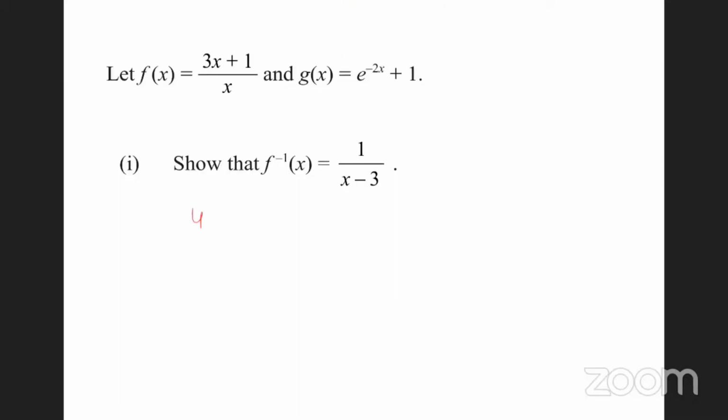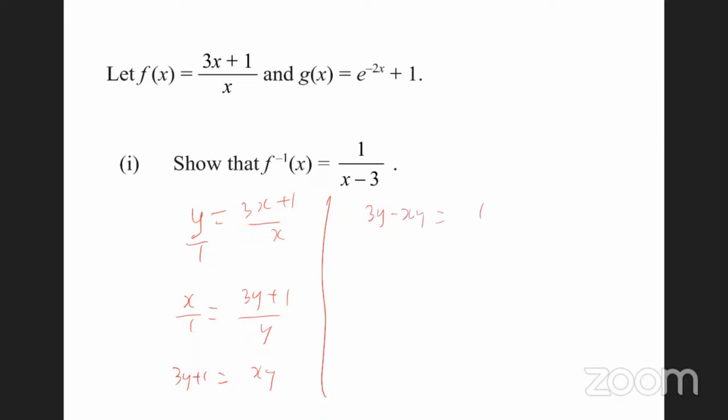Let's check this out now. Y is equal to 3x plus 1 on x. Interchange x and y. X is equal to 3y plus 1 over y. Cross multiply and solve for y, right? So you'll get 3y plus 1 is equal to xy. Bring all the y's together, and then make y the subject. So y is equal to 1 over 3 minus x. Oh, sorry, when I carry it across, this is minus 1, which is the same as 1 over x minus 3.